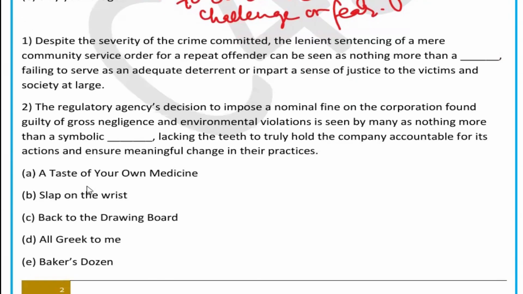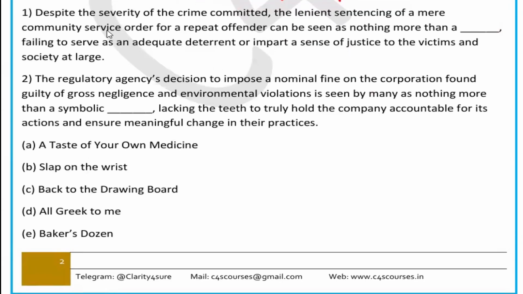Now let's quickly jump on to the next question. Despite the severity of the crime committed, the lenient sentencing of a mere community service order for a repeat offender can be seen as nothing more than dash, failing to serve as an adequate deterrent or impart a sense of justice to the victims and society at large. Now, even though the crime is severe, it is of a repeat offender.